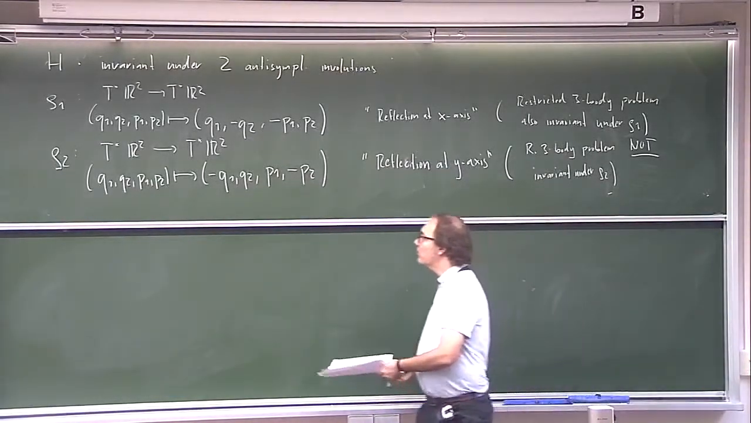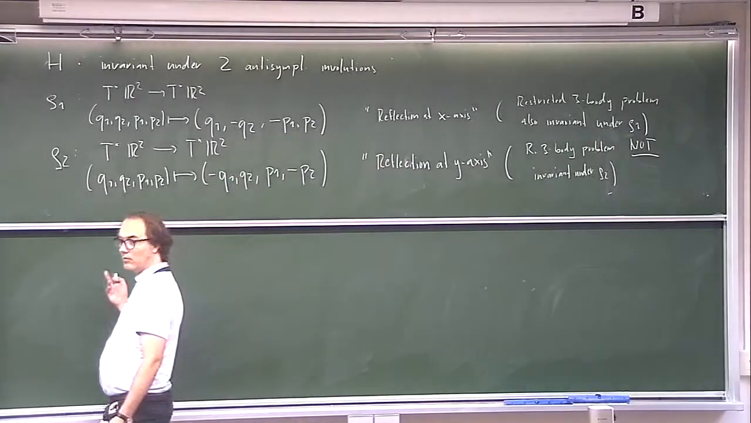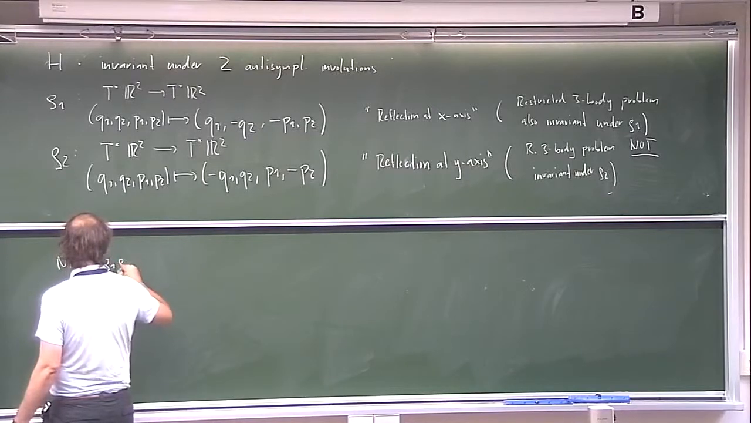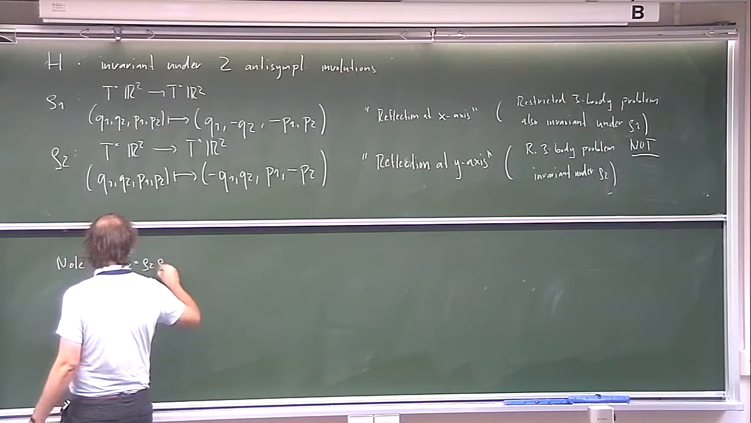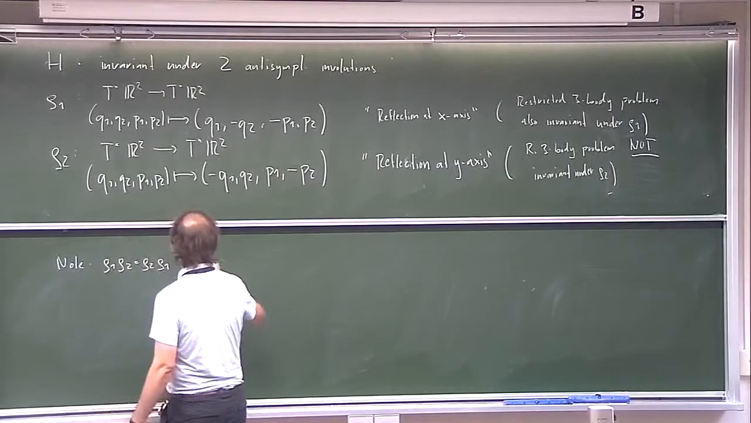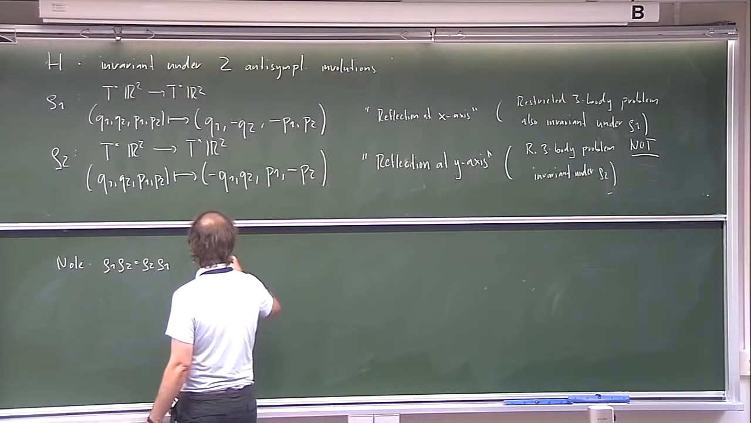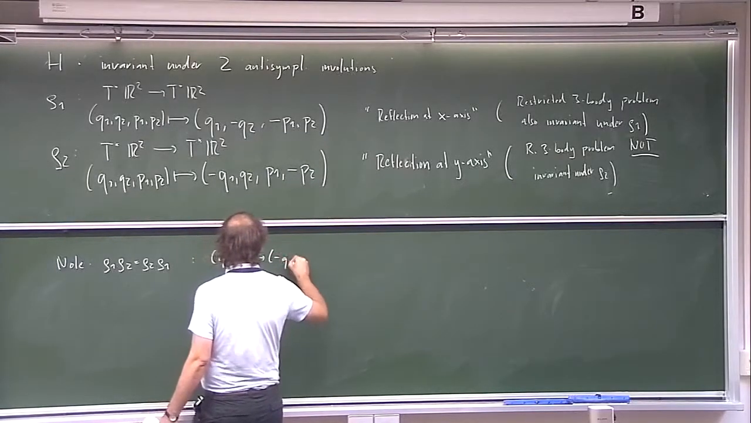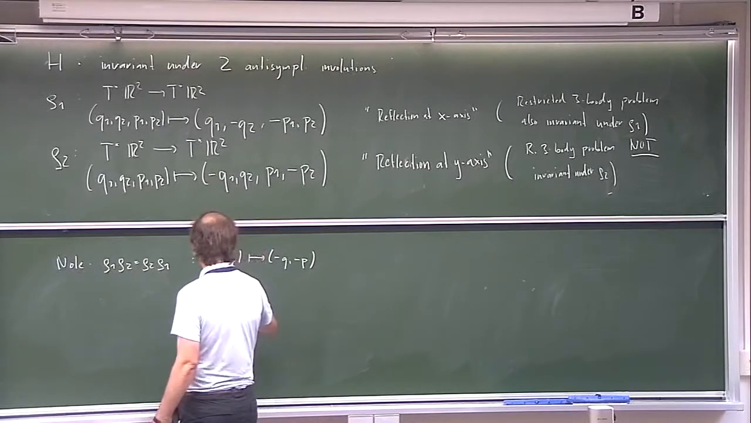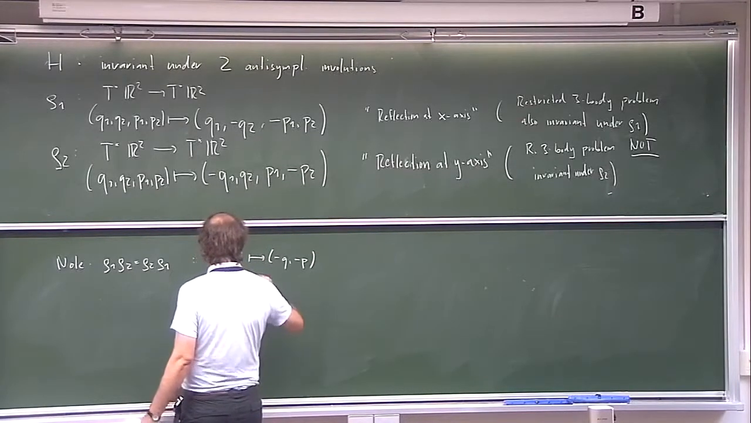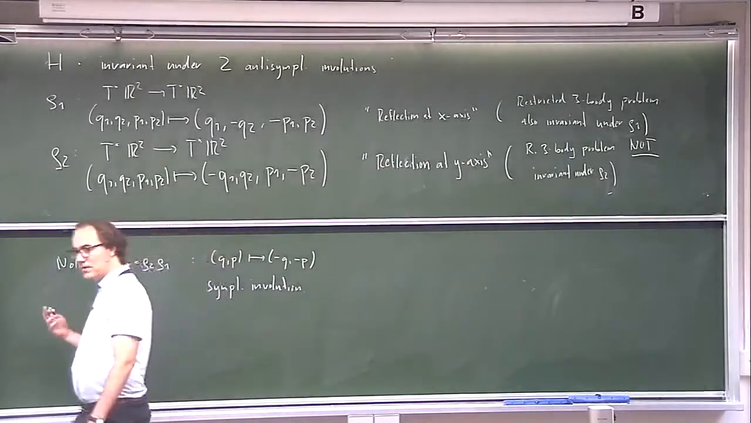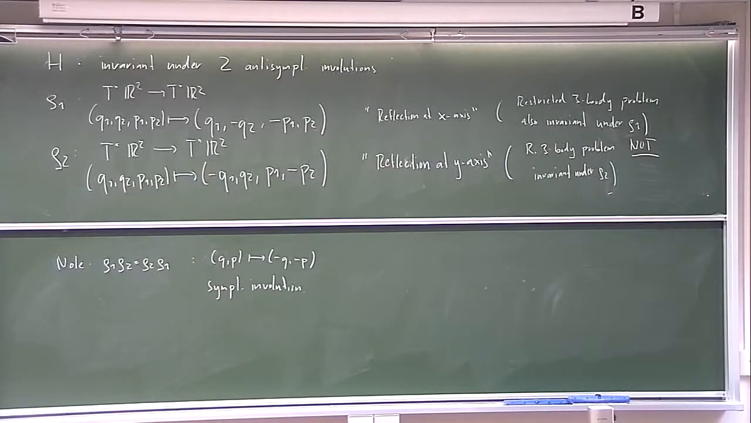So note that these two involutions commute. We have rho 1 rho 2 equals rho 2 rho 1. This is the symplectic involution: (Q, P) goes to (minus Q, minus P). This is symplectic. So we have a Z2 times Z2 symmetry for the Hill lunar problem.